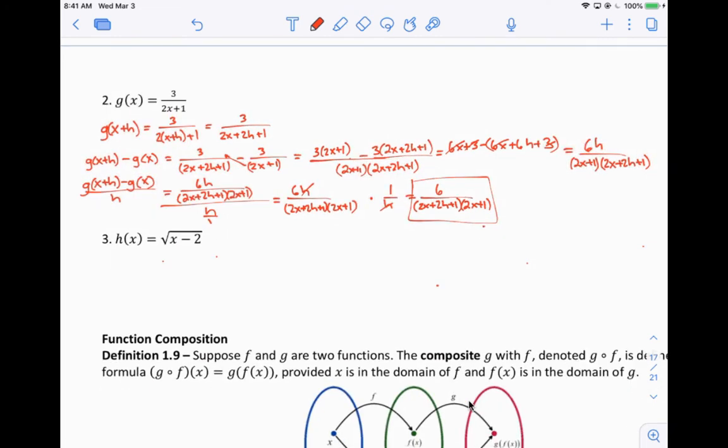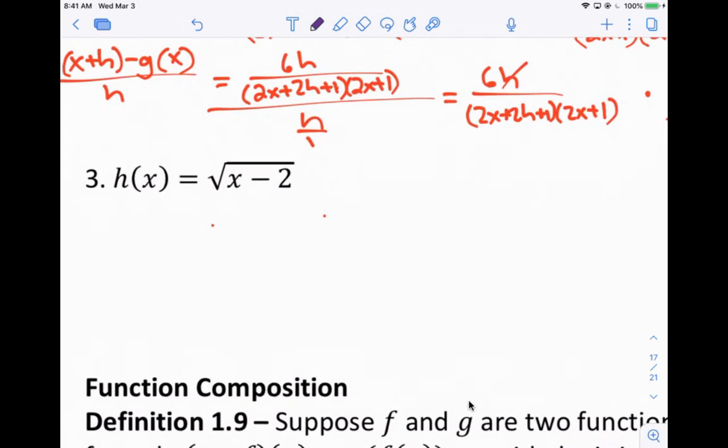Excuse me. All right, so that one was a lot more work because of those rationals, right? We had to subtract a couple rationals. We had to multiply and divide a couple rationals. Let's look at one more for the difference quotient for this video.